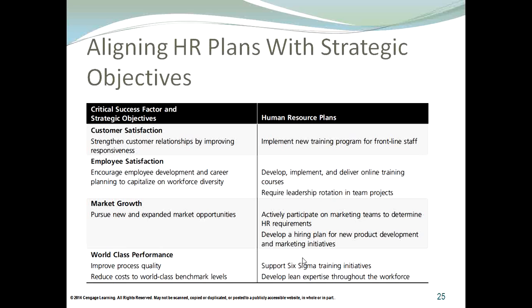This is a very good slide which talks about critical success factors, strategic objectives and human resource plans. Now, success factors such as customer satisfaction, employee satisfaction, market growth, and world-class performance, that is how they relate to a human resource plan aligning with the strategic objectives. So please check this and try to read the textbook, which gives detailed information about the critical success factors and strategic objectives behind these human resource plans.